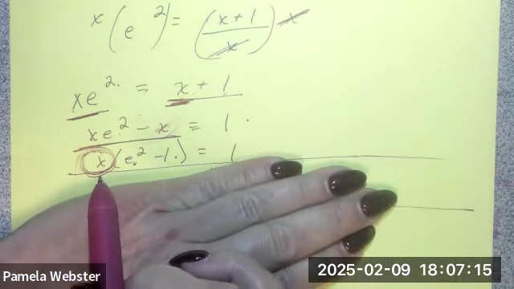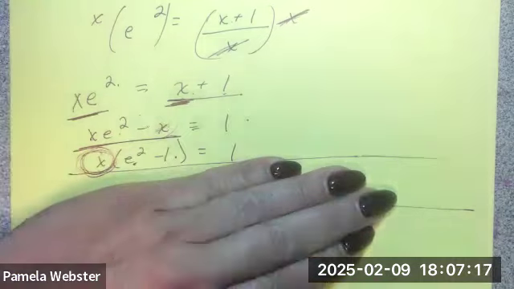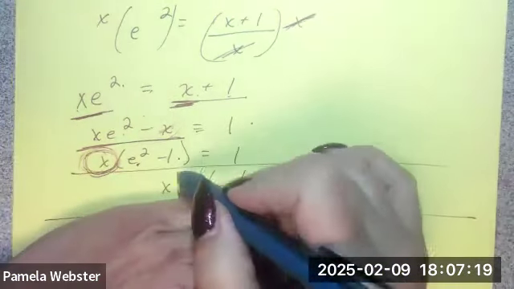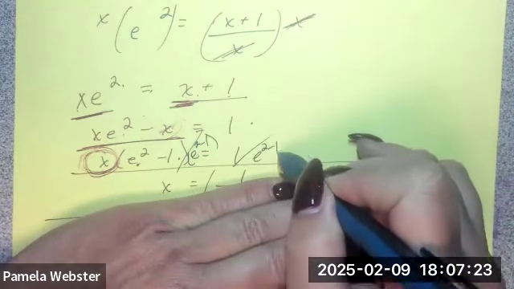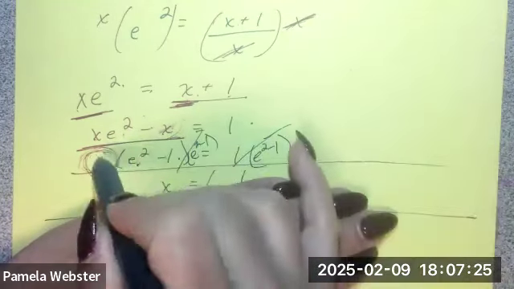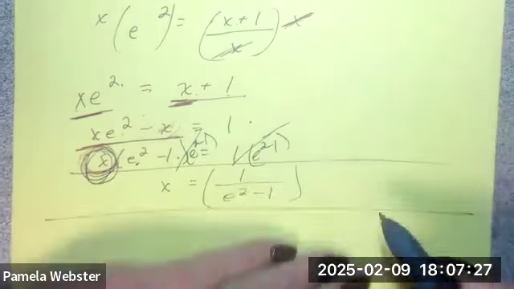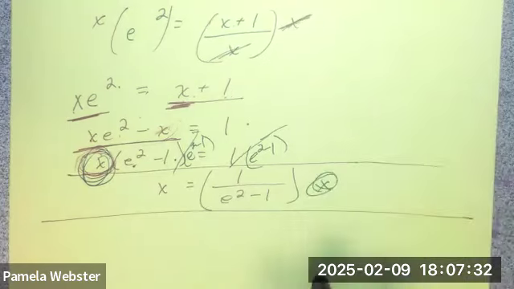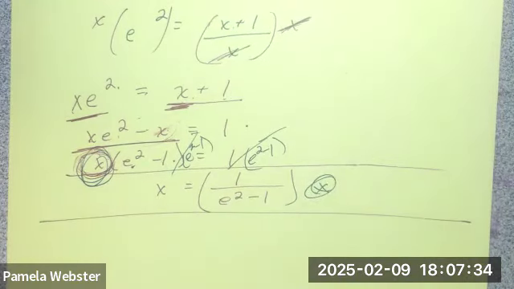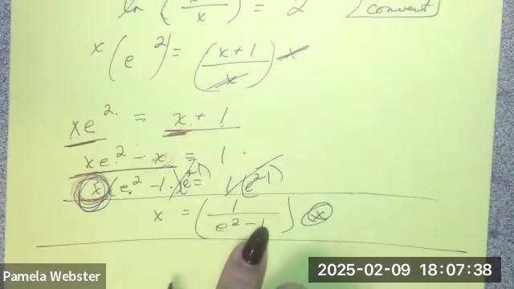I want the x by itself, so I'm going to divide both sides by e squared minus 1 because that will get the x completely by itself. Remember, that's your goal. x equals 1 over e squared minus 1. That's my answer.